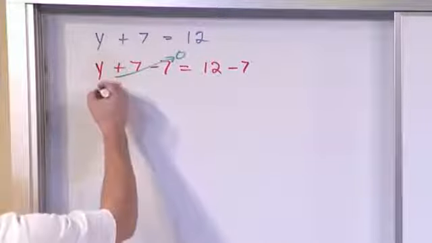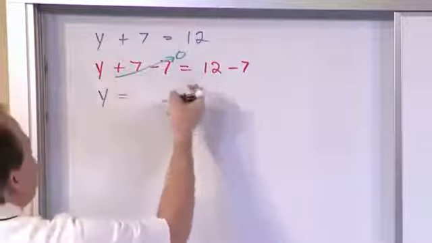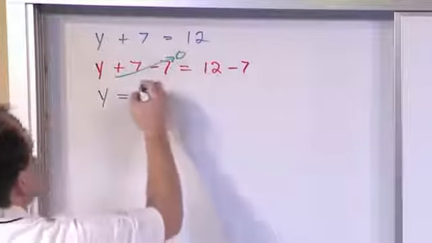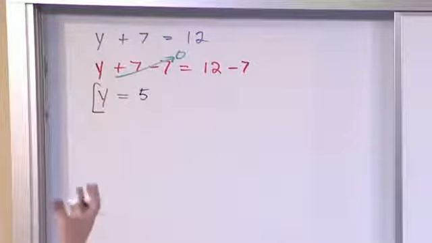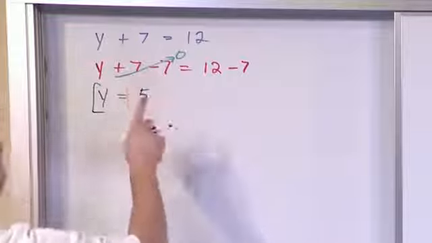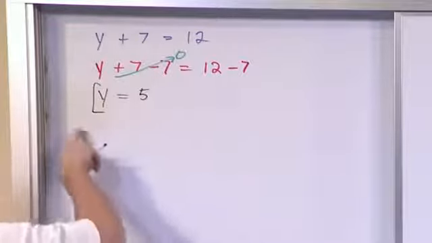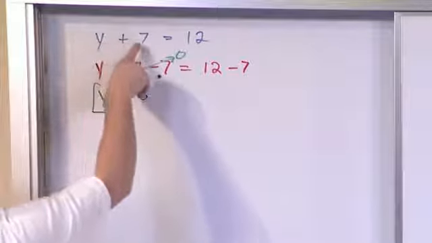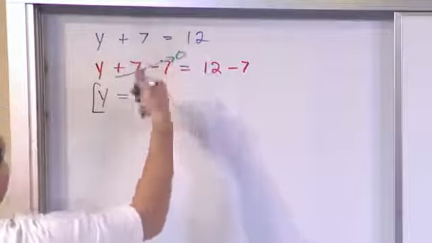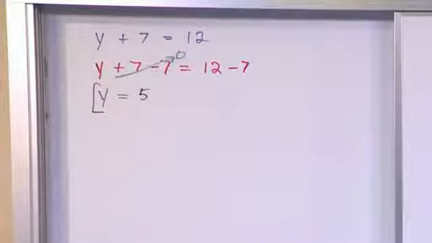So on the left, all we have is y, and on the right, we have 12 minus 7, which is 5. And that is the final answer. So y is equal to 5. Now, if you're curious if this is correct, you can always check it in algebra. You can take the 5, stick it in here, because y is equal to 5. 5 plus 7 is equal to 12, so it checks out. Everything's correct.